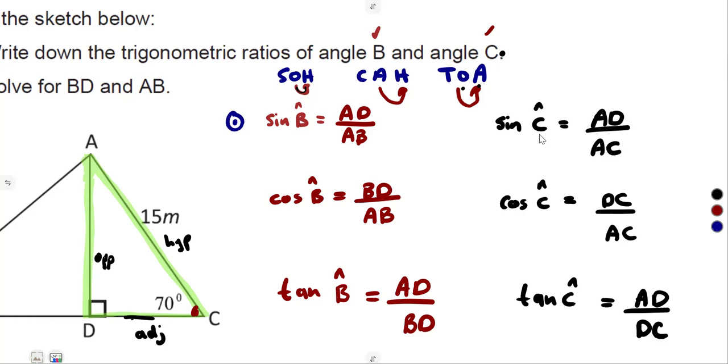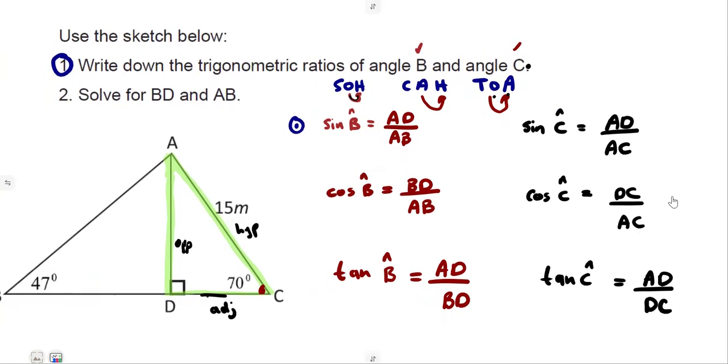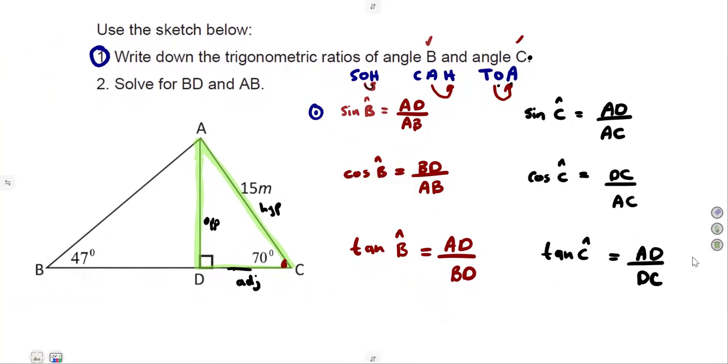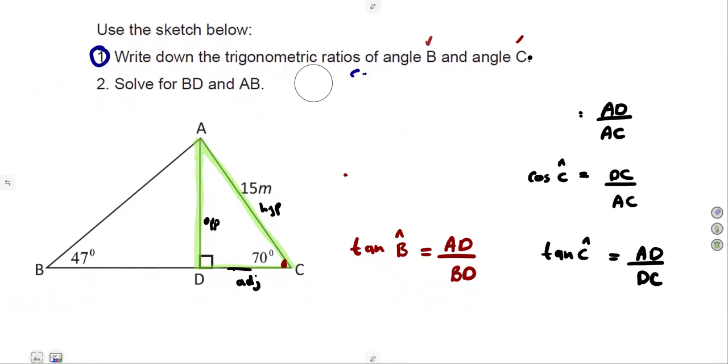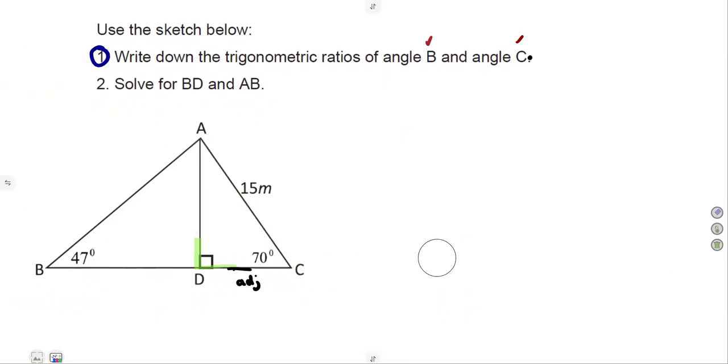Answer the question, understand the question. All right? It's very, very important for you to understand the concept of the question. On another part of the question, we are now given: solve for BD and AB. You must determine the length of those.